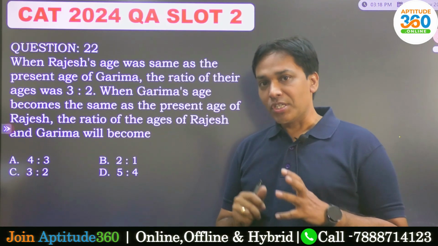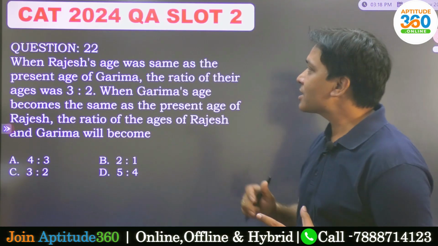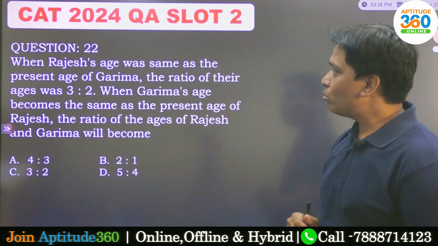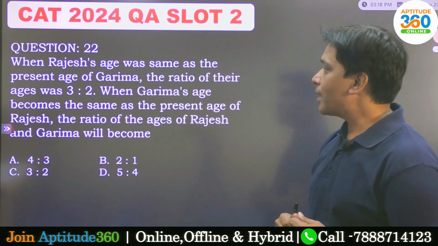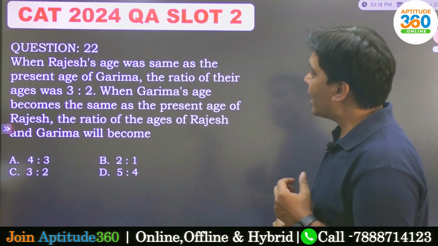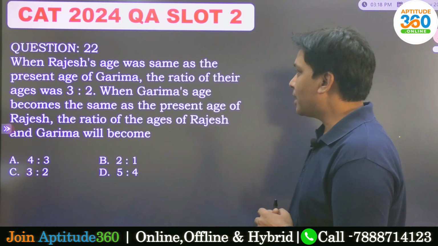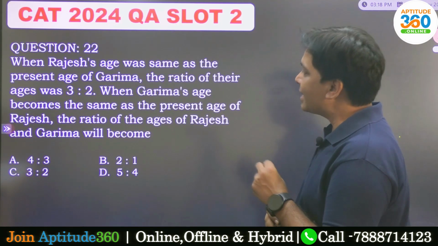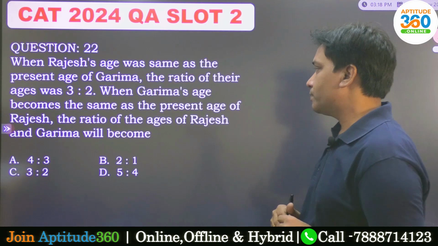Let us solve this question. It was pretty simple. It was asked in CAT 2024 in slot 2. It was the last problem, by the way. When Rajesh's age was the same as the present age of Garima, the ratio of their ages was 3:2.